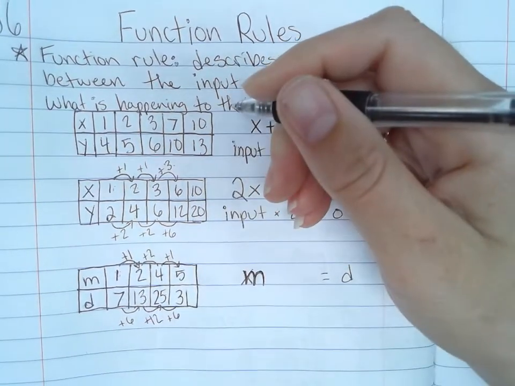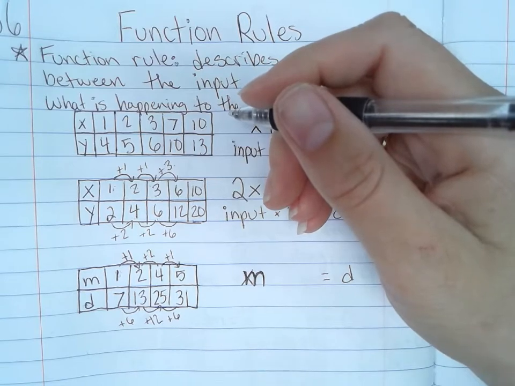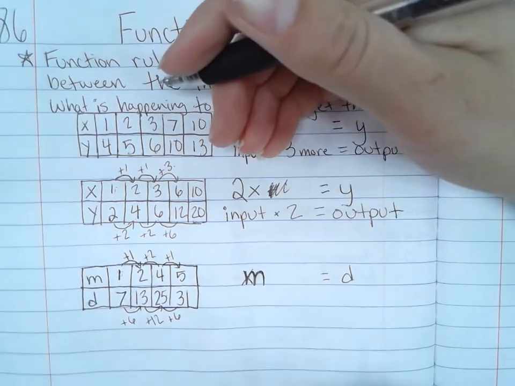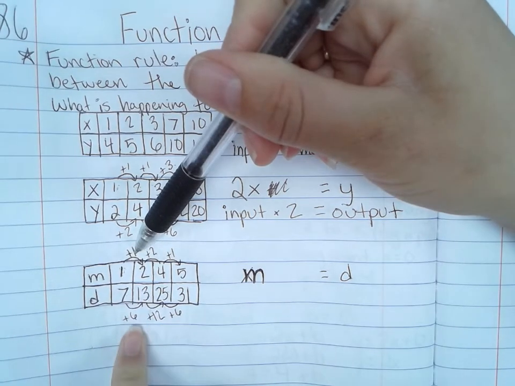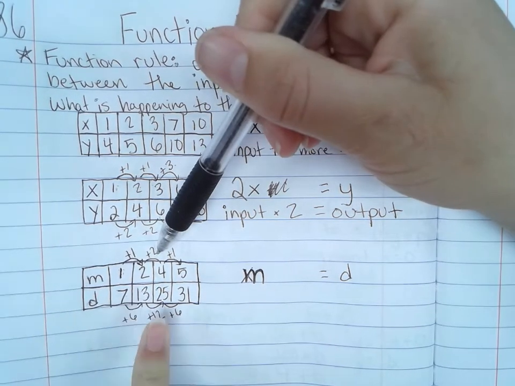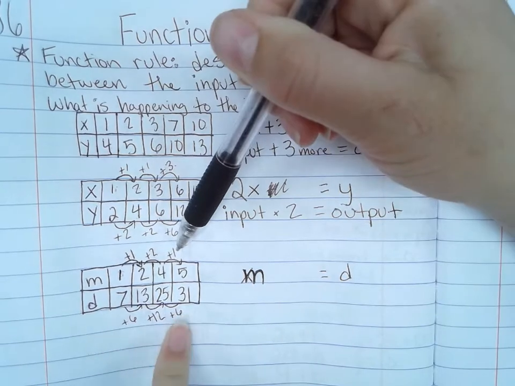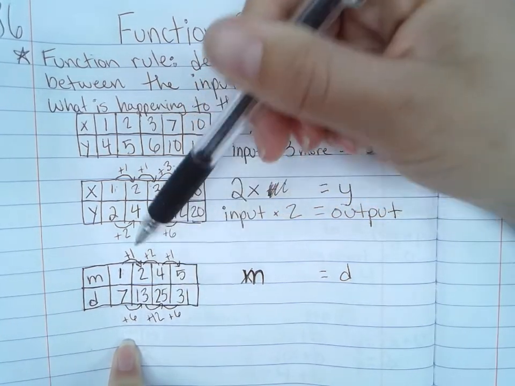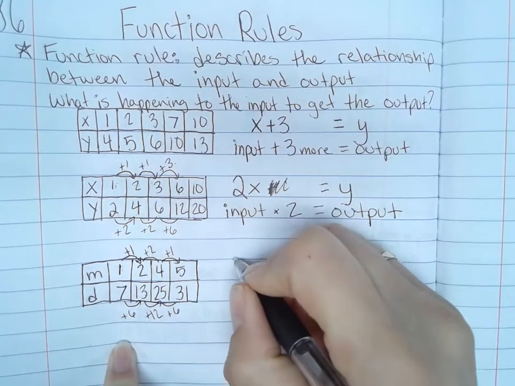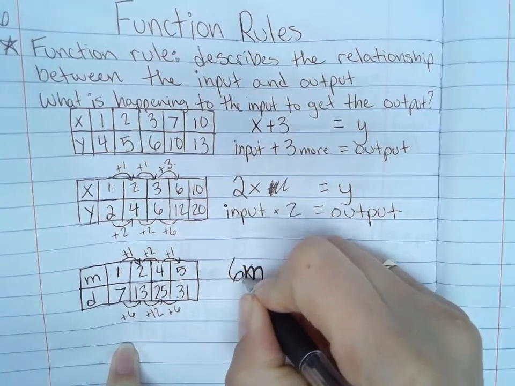Okay, this is where we can figure out how many times faster it's growing. So looking here, 1 times 6 gives me 6. 2 times 6 gives me 12. 1 times 6 gives me 6. This means it's growing 6 times as fast. So I'm going to do 6 times m.